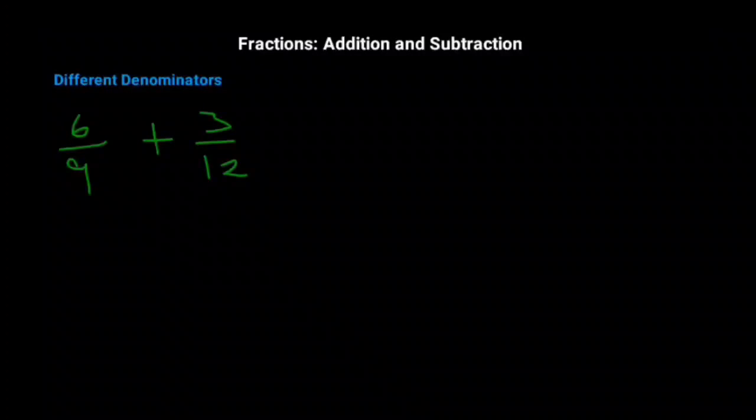Now when looking at how to add and subtract fractions with two different denominators, we'll have to find the LCM, which is the lowest common multiple of the denominators in those two fractions. So for example, if we have 6 over 9 again plus 3 over 12, then we need to find the LCM of 9 and 12.